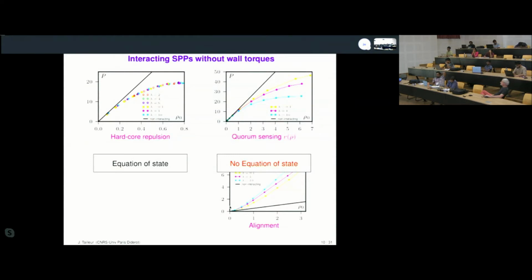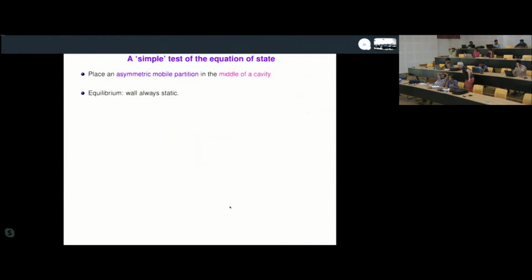You could think that at the end of the day, whether an equation of state exists or not is something that interests only stat-mech people and has no practical consequences. So let me show you a simple litmus test that you could do in principle in an experiment to test whether a system has an equation of state or not. Imagine that you take a cavity, which is homogeneously filled with particles, and you place in the center an asymmetric mobile partition. So for instance, a wall that can move with a soft piece of gel on the left and a hard piece of metal on the right.